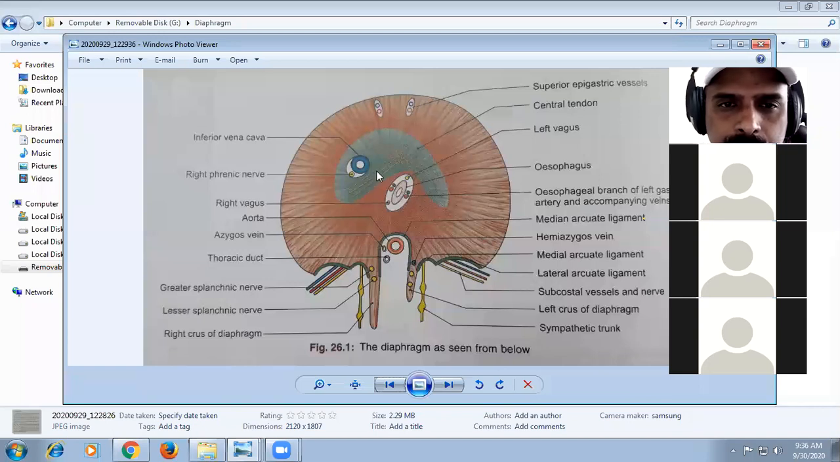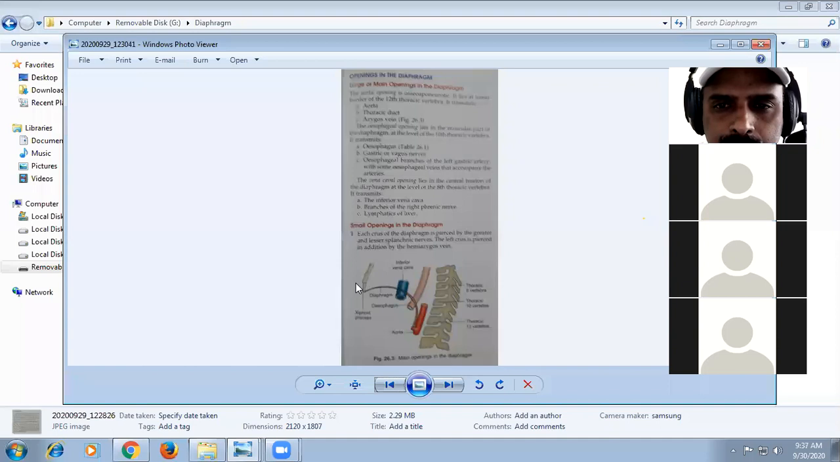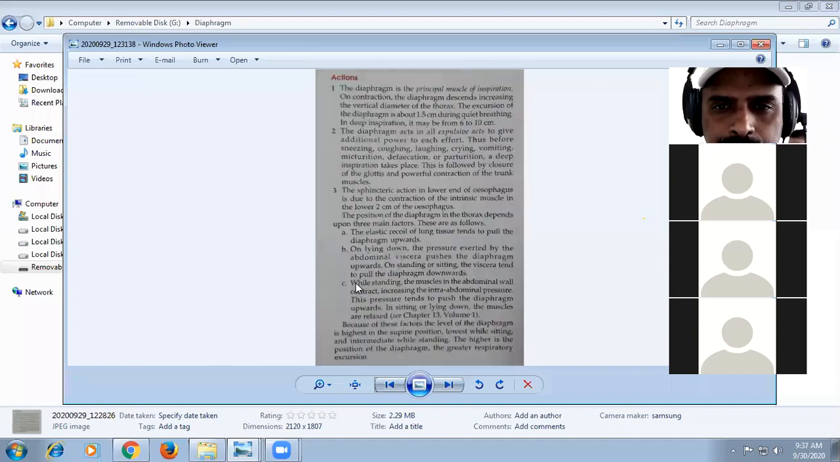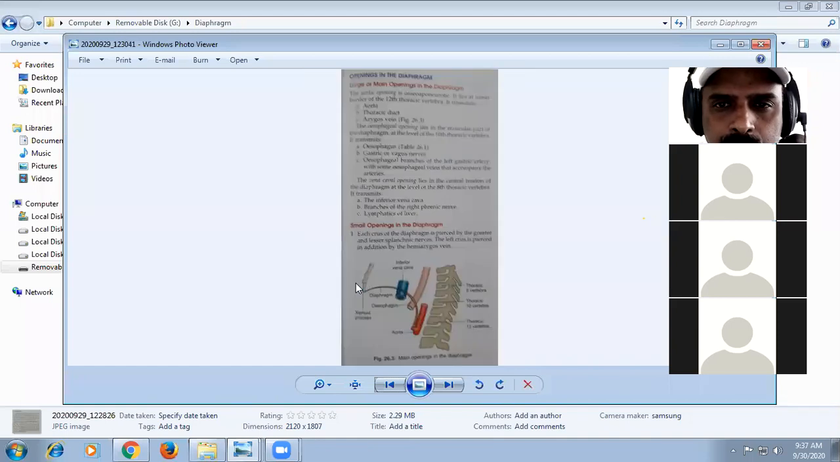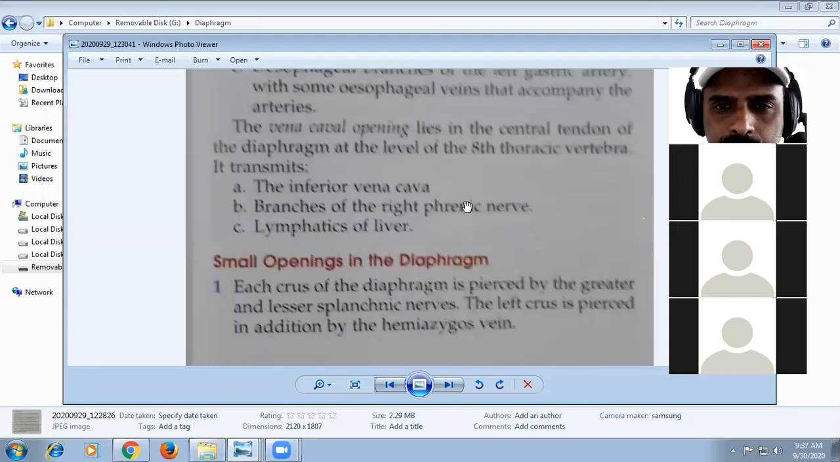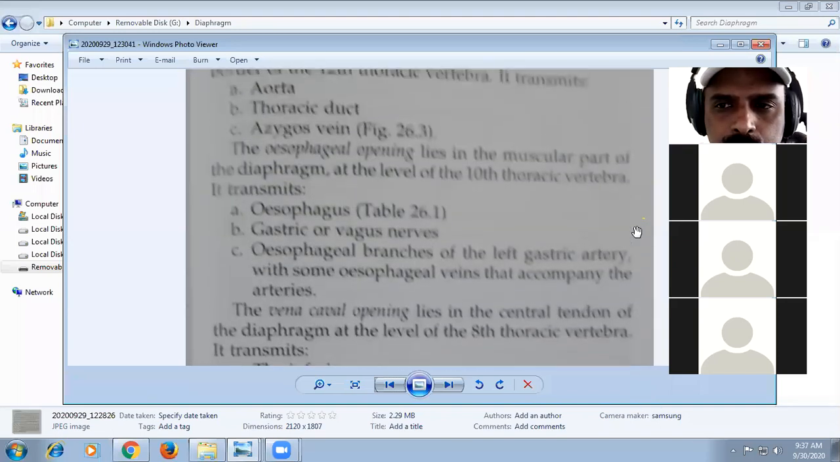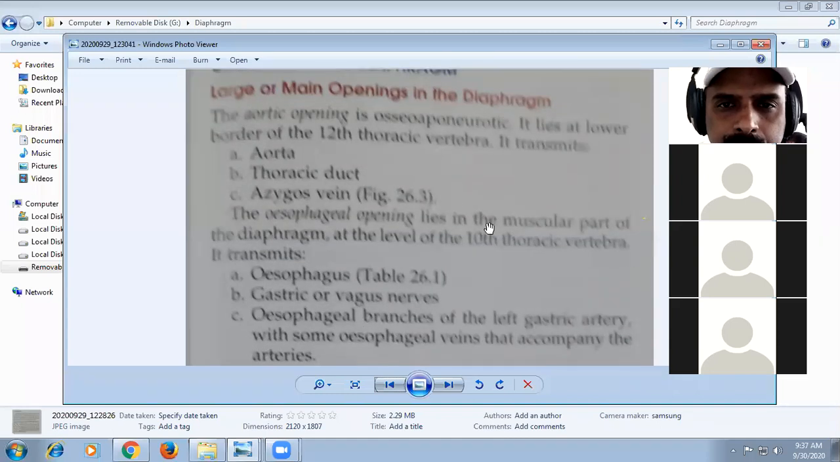And with the inferior vena cava, we have the right phrenic nerve. This is the right phrenic nerve. So this is all about the larger and smaller openings of the diaphragm. You can remember about almost all the things which I have told just now. You can see the highlight here.